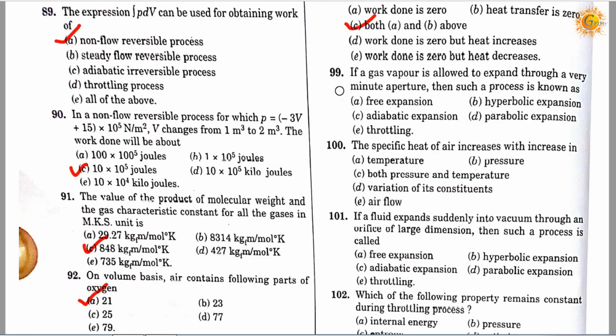Question number 99. If a gas or vapor is allowed to expand through a very minute aperture, then such a process is known as option A, free expansion. Option B, hyperbolic expansion. Option C is adiabatic expansion. Option D is parabolic expansion. Option E is throttling. So the correct answer is E, it's throttling.